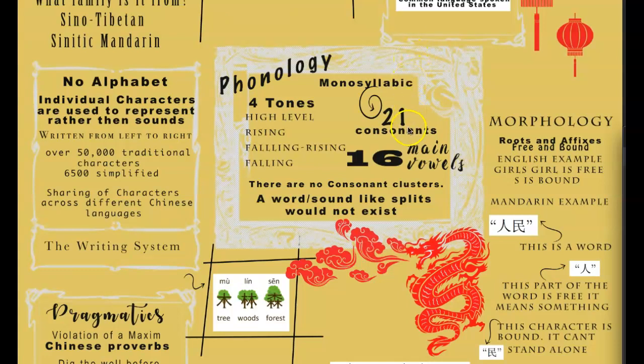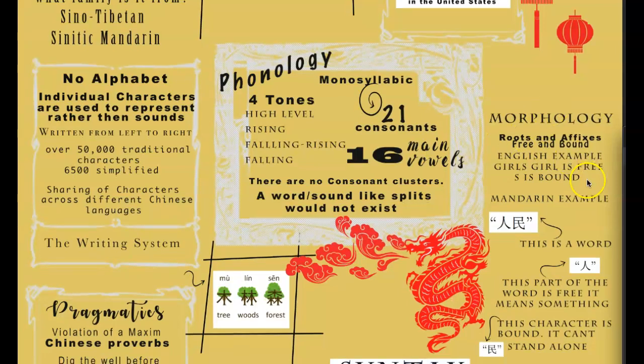So in Mandarin, there is 21 consonants and 16 main vowels. Mandarin does not use consonant clusters, so a word like splits would not exist because SPL is a consonant cluster and so is TS. In Mandarin, it's either vowel sounds or vowel consonant sounds. Every character in Mandarin is one syllable. If the word is a compound word, there are more than one syllable. So all words are not exactly monosyllabic, but the characters are.